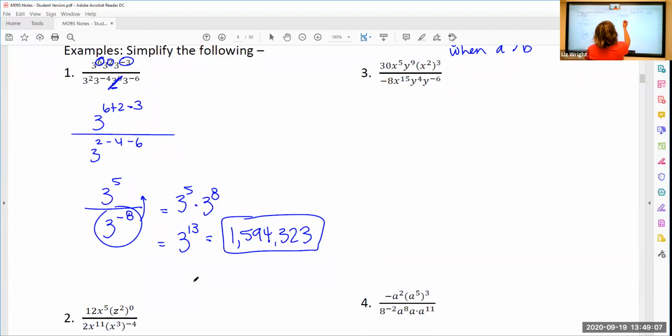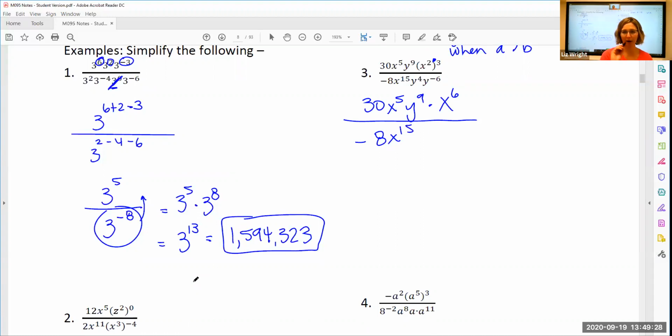Looking at this one, we've got 30 x to the 5th, y to the 9th, times x to the 6th, because we're multiplying those exponents right there together. Then we've got negative x to the 15th. I'm going to go ahead and combine my y's. I see that I have y to the 4th and y to the negative 6th, so I'm going to combine those. So 4 plus the negative 6, or 4 minus 6, is going to give us y to the negative 2.